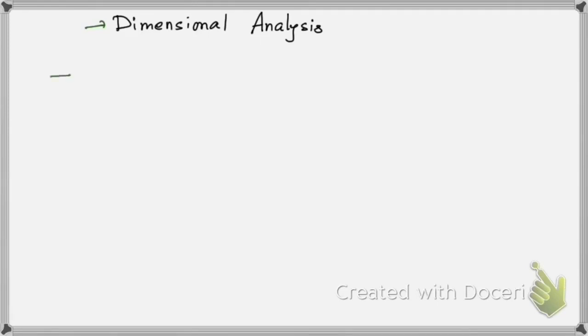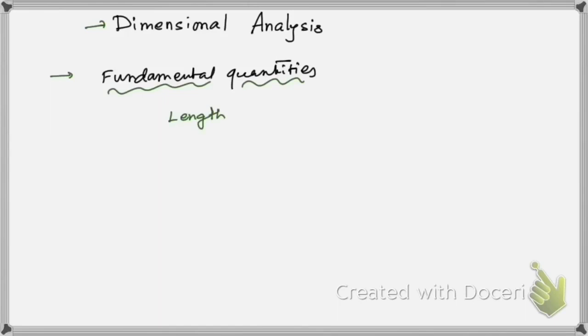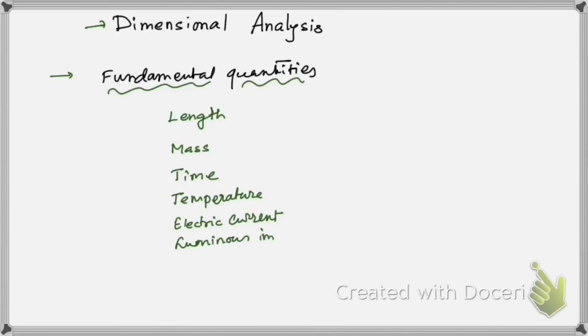What are the 7 fundamental quantities? Those are length, mass, time, temperature, electric current, then intensity of light or luminous intensity, and amount of substance.